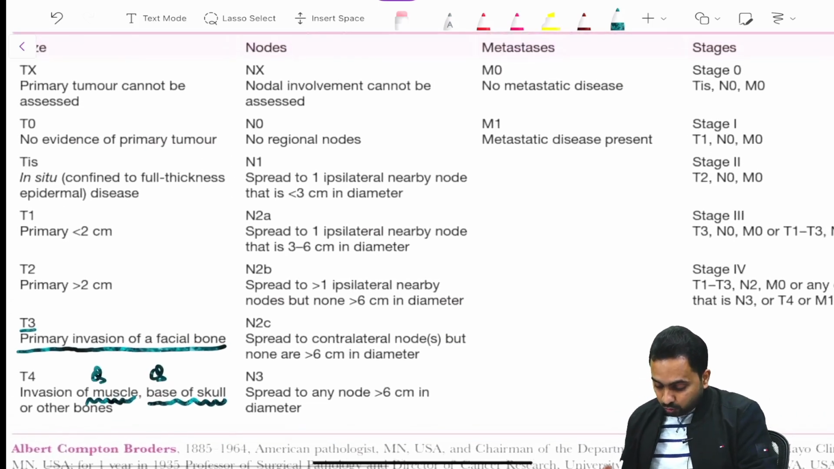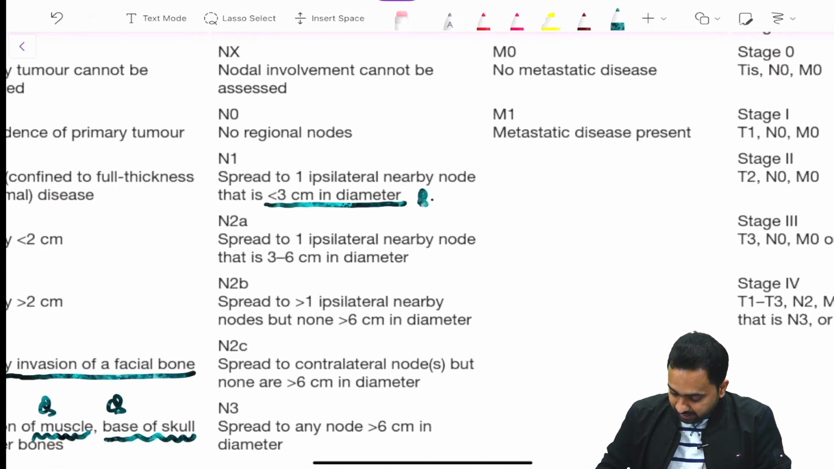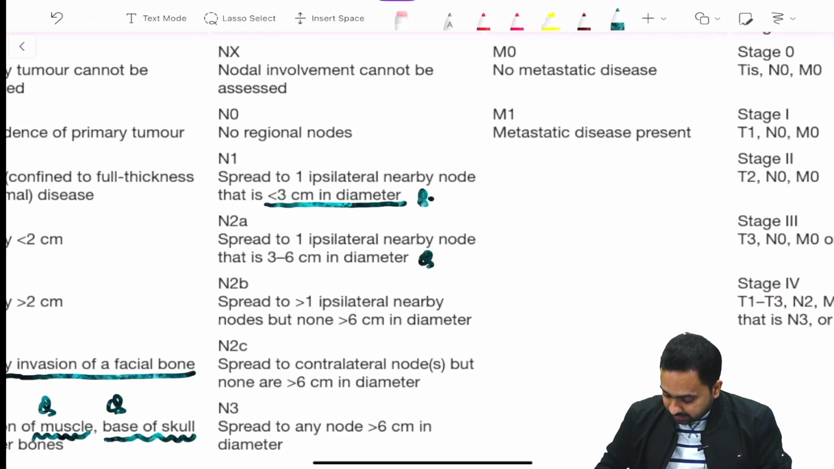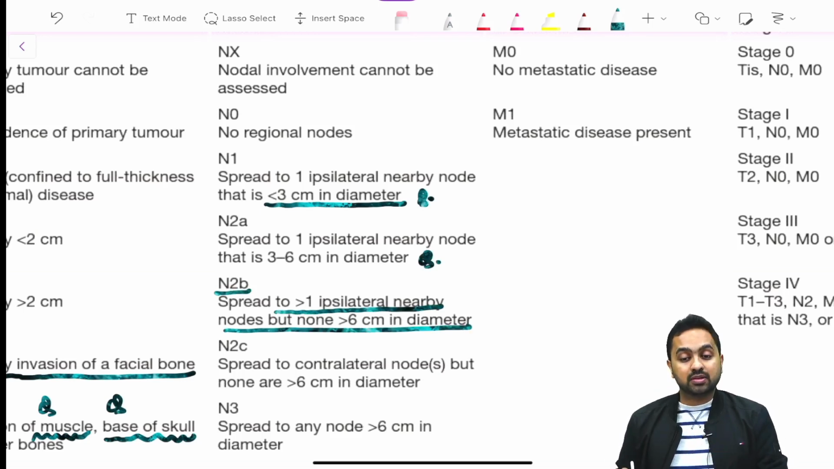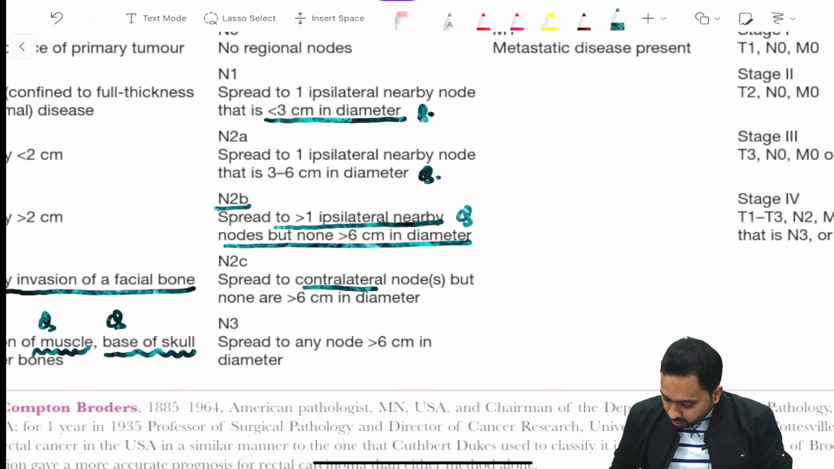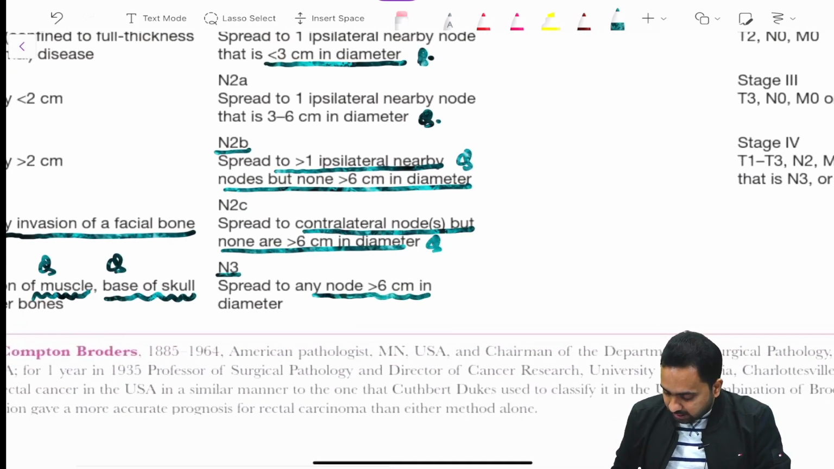Now regarding your nodal involvement, when it is a spread to a node that is less than 3 centimeter in diameter, it is your N1. N2A is an ipsilateral nearby node that is 3 to 6 centimeter in diameter, and N2B is spread to more than 1 ipsilateral nearby node, but none is more than 6 centimeter in diameter. Then we have N2C, which is spread to a contralateral node, but none are more than 6 centimeter in diameter, and N3 is spread to any node more than 6 centimeter in diameter.